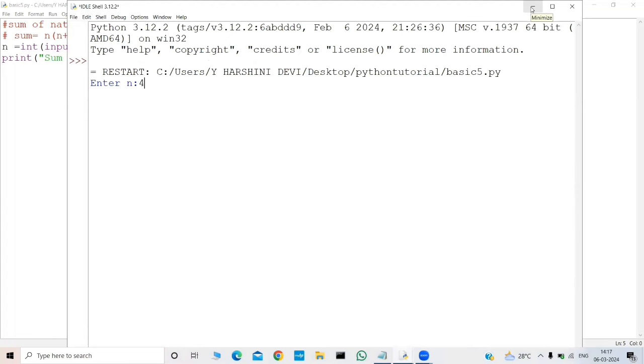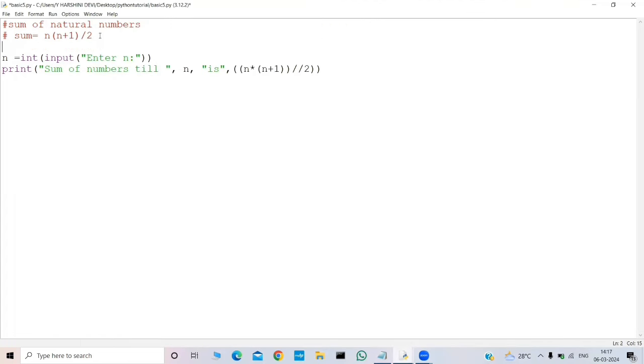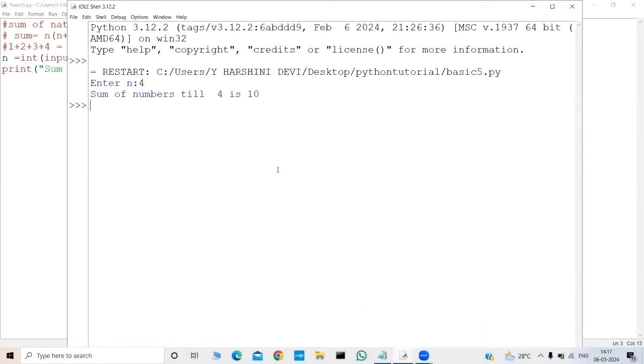I want to know the sum of the numbers till 4. So what could be my output? That was 1 plus 2 plus 3 plus 4. That was 10, right? Okay, let me click on enter. So it has given me 10, right?